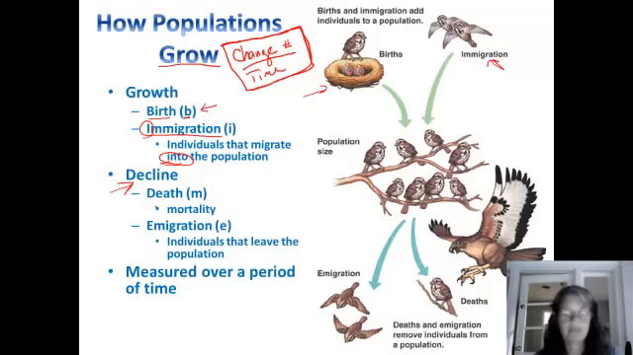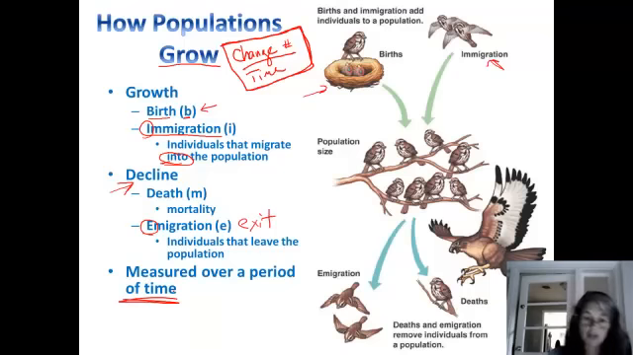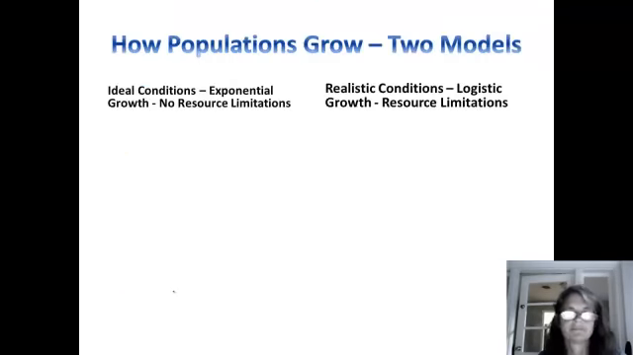Now, decline can also happen in a population. Of course, death, mortality, is going to reduce your population size, but also if individuals leave your population and go to some other population, that will reduce your population size. So emigration. I like to remember it: E is for exit, you're going to leave the population. And for all of these, you would measure it over some period of time. Did the number change from when you started to when you finished monitoring the population?